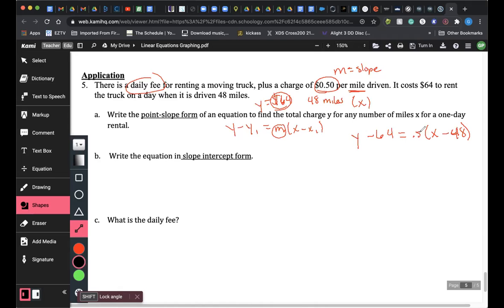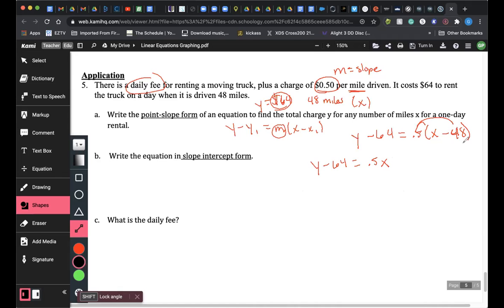All right. To do the answer for part B, I just have to solve this equation, right? To make it into Y equals. So I need to multiply the 0.5 to both of the things that are inside the parentheses. So I'm going to have Y minus 64 is equal to 0.5x, and then 0.5 times 48. Well, negative 48. What's 0.5 times negative 48?